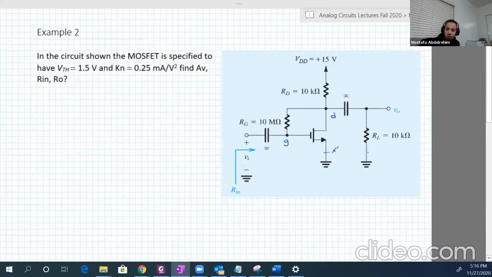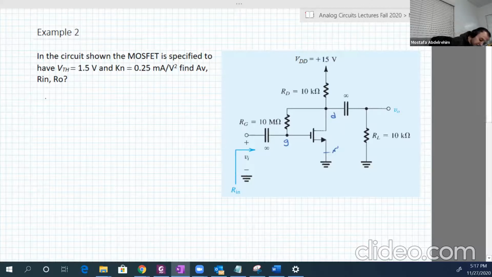Now we have a load. So the other two circuits don't have loads. RD was a load. Here we have a load RL. And of course that will reduce the voltage gain, as we will see, just like the effect of our load on BJT amplifiers. So let's see. The transistor here has a V threshold equal to 1.5 and Kn is equal to 0.25 milliampere per volts squared. Find AV, R input and R out.